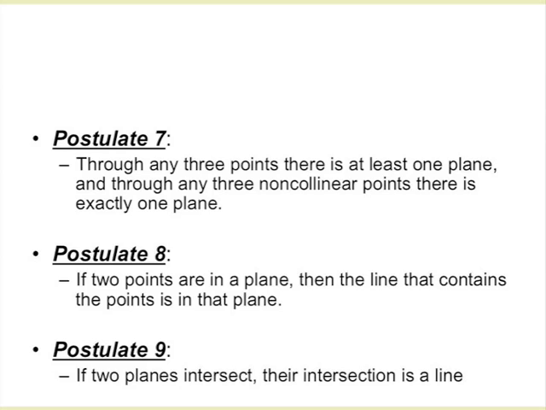Postulate 7 says through any 3 points there is at least one plane. Through any 3 non-collinear points there is exactly one plane. So if I have 3 points that are not in a straight line, there's only one way to put a plane around those. If I have 3 points that are in a straight line, there's lots of ways to put planes on those.